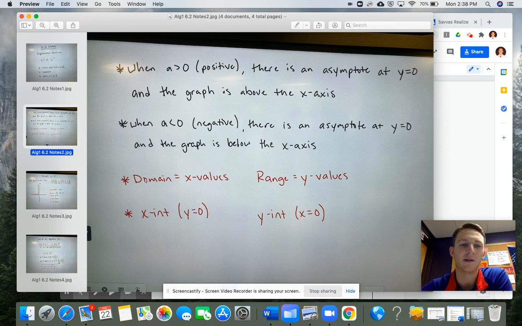Couple other things. The domain, just a reminder, is all the x values that the graph can be. So what can you plug in for x? The range is all the y values. So what can you get out for y? The x-intercept, you set y equal to 0 and you solve for x. The y-intercept, you set x equal to 0 and you solve for y.